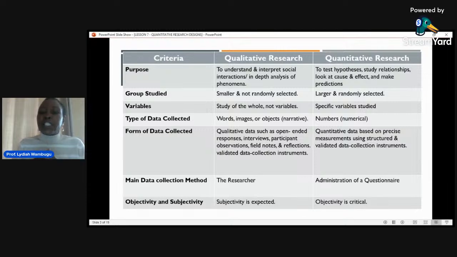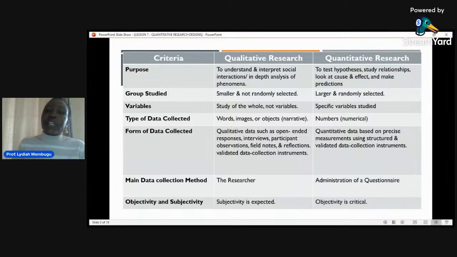Whereas with quantitative, because normally we want to generalize to the wider population, we use a large group, and that is where we talk about the central limit theorem, who are randomly selected. And they are randomly selected so that you can have representation of the population characteristics in the sample. Then variables, qualitative studies the whole. It studies the whole, whereas quantitative picks specific variables to be studied.